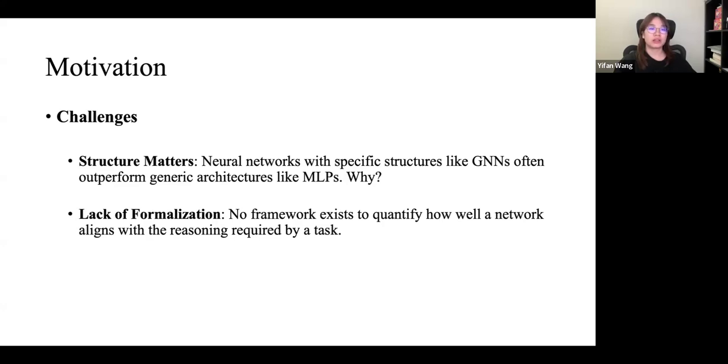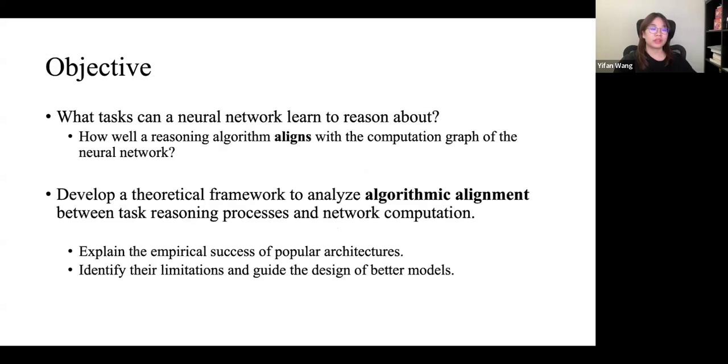That's another reason that a formal framework is needed to quantify this alignment between the task reasoning and the network design. In general, this paper wants to answer the following question. What tasks can a neural network learn to reason about? In other words, how well does a reasoning algorithm align with the computation graph of the neural network?